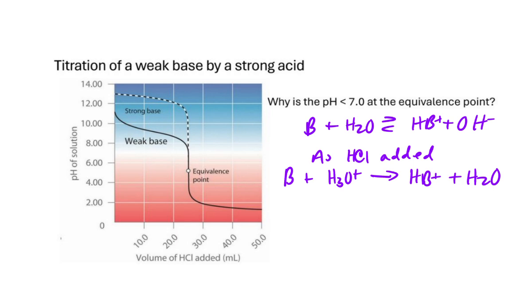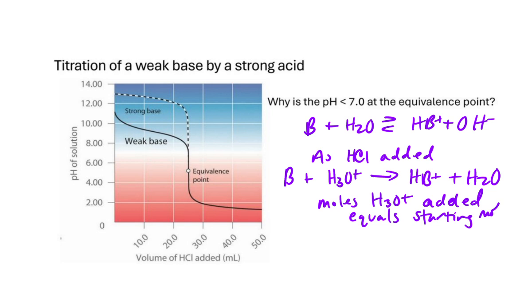So as we add HCl, that HCl we're going to mark as H3O plus, okay? All the HCl dissociates, forms H3O plus. That's going to react with our base to form the conjugate acid and water, okay? At some point, we've reached the equivalence point. So the moles of H3O plus added equals the starting moles of B, okay? I choose these words really carefully because I want to make sure that it's completely reacted.